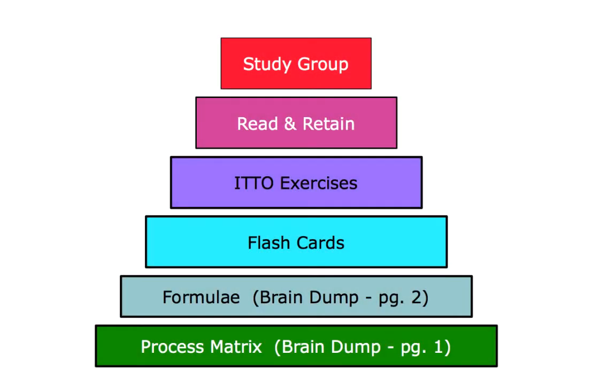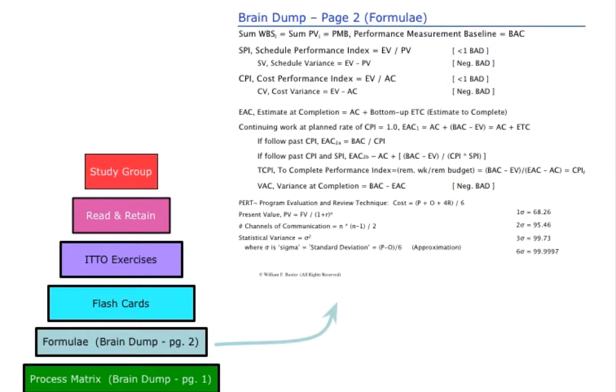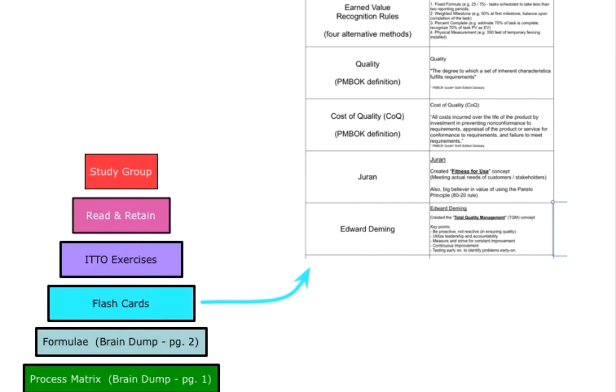So continuing on with the different tranches of material you need to learn for the PMP exam. So far we've looked at the brain dump page 1, the brain dump page 2, and next we come to the flashcards. So there's some material which is a little bit scattered and disparate that's still very important, and we want to get it into our memory really thoroughly.